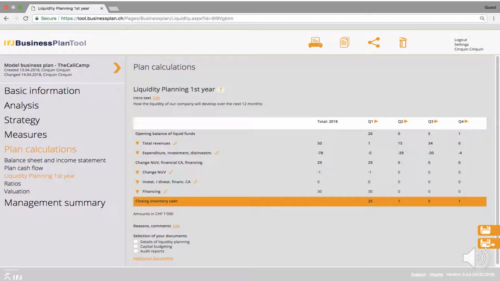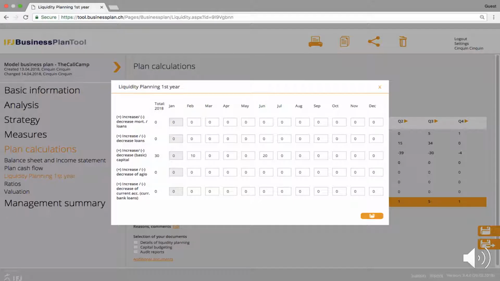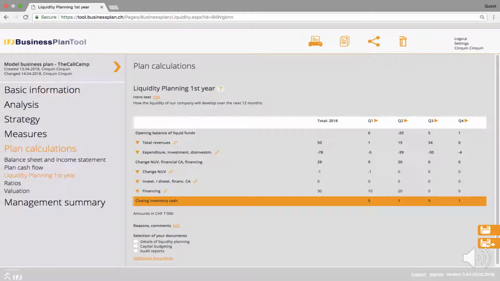Now when we save, we see that we have spread our spending over the year. I also choose to spread the lender's capital into 2 separate payments, one in February of $10,000 and one in June of $20,000. Now we see the lender's capital appear in the appropriate quarters.